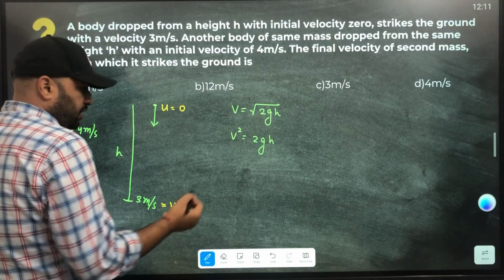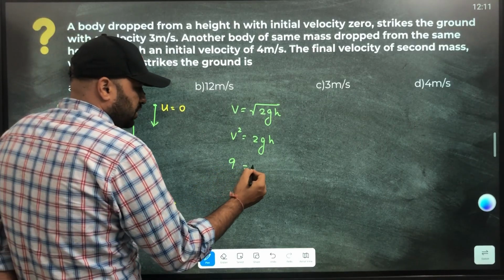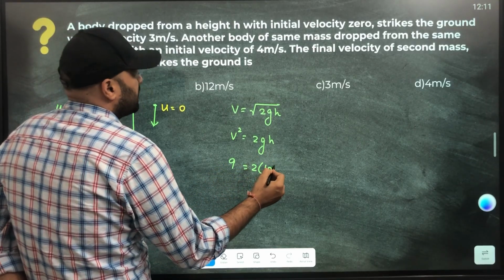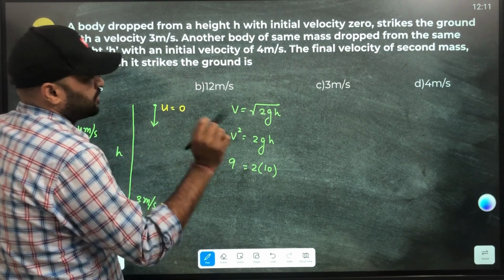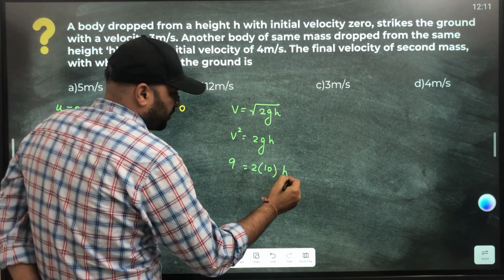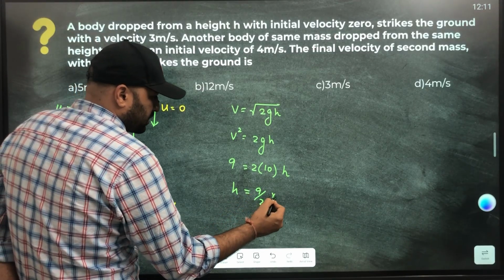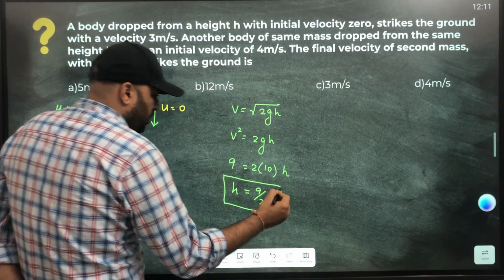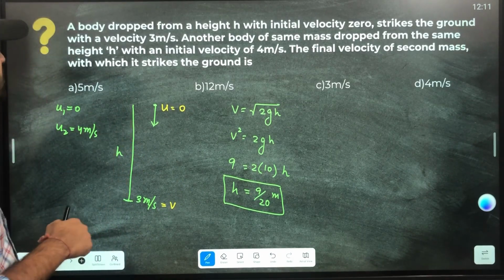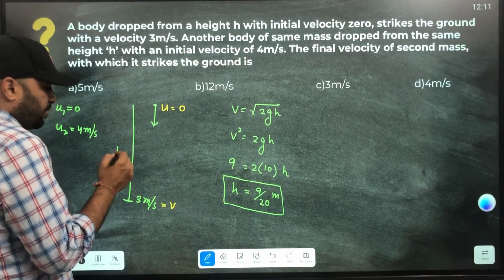So v is how much? 3. So 3 square is 9. G, let's take 10 if the question is saying. Okay, let's assume it as 10, and the height we are looking for. So h will be equal to 9 by 20 meters. So what is the height of this building or tower? Here it is 9 by 20.